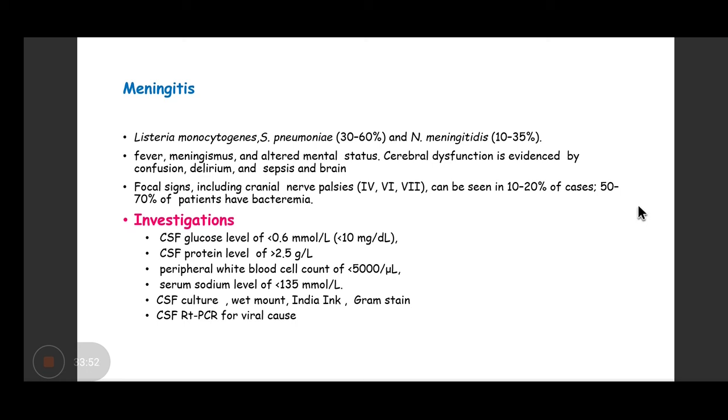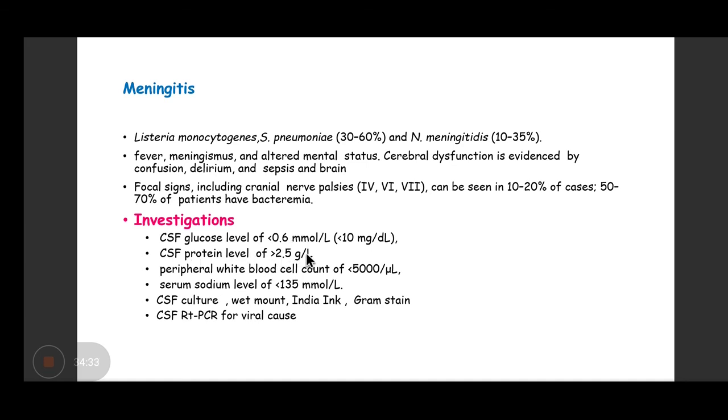If the patient has signs and symptoms consistent with meningitis, for example, headache, vomiting, projectile vomiting, nuchal rigidity, and signs of increased intracranial pressure, then you will go for the diagnosis of meningitis. You will go for the tests which will lead to the diagnosis of meningitis. In case of meningitis, you will go for CSF glucose level. If it is less than 0.6 millimole per liter, it is suggestive of bacterial meningitis.